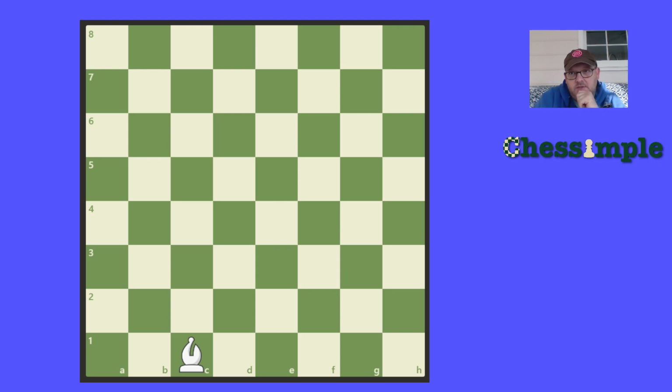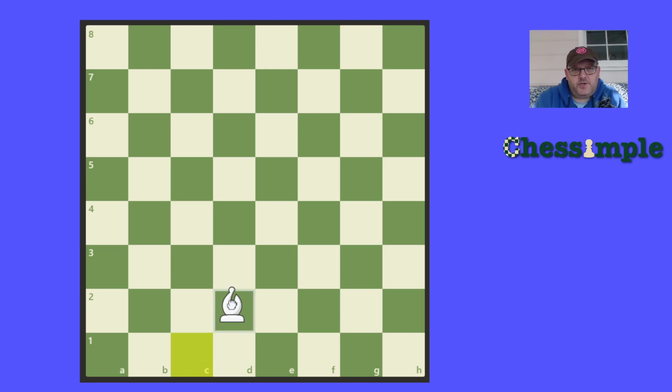And what we wanted to look at today was the squares that are covered by the bishops once they reach their natural developing squares. So today we're going to look at white's natural developing squares for the bishops and what squares are controlled by those bishops. So first we're going to look at the queenside bishop, the dark squared bishop, which is normally on C1.